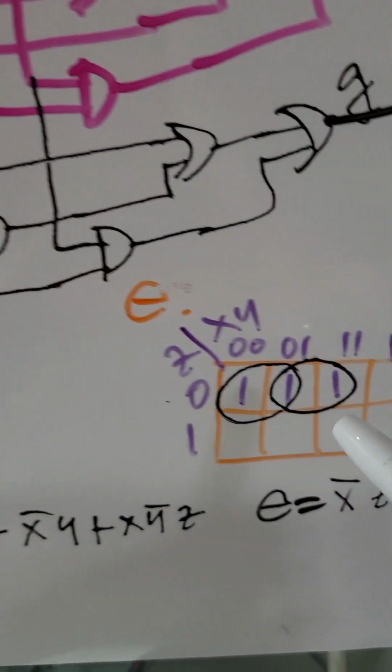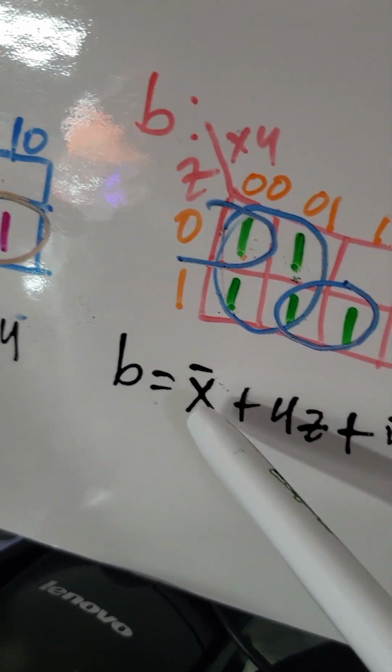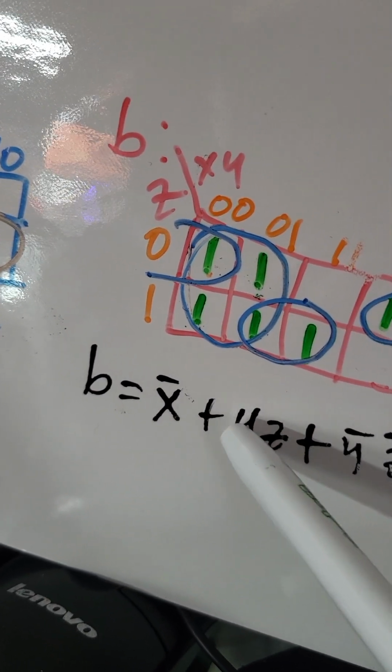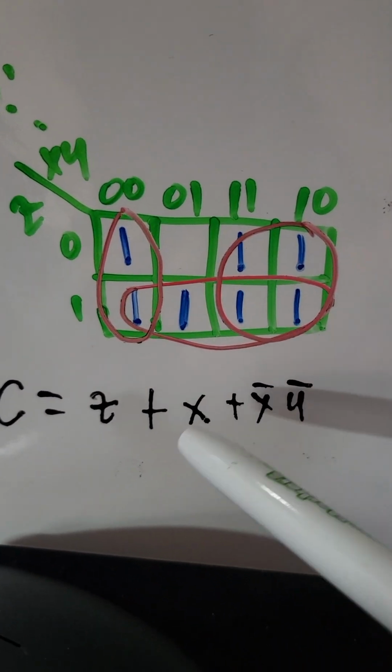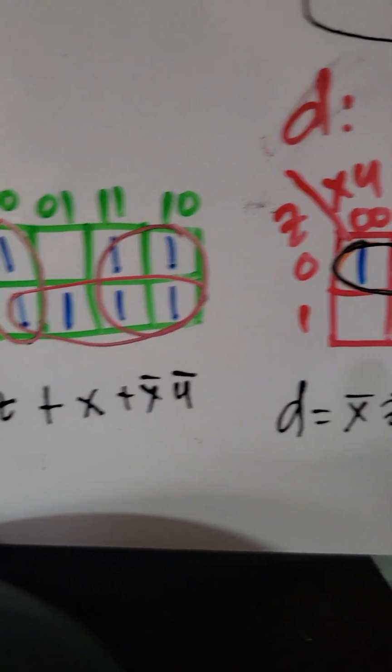D, E, F and G. So same explanation, guys. For B, the remaining is X bar YZ plus Y bar Z bar. For C, X plus Z, Z plus X bar Y bar.